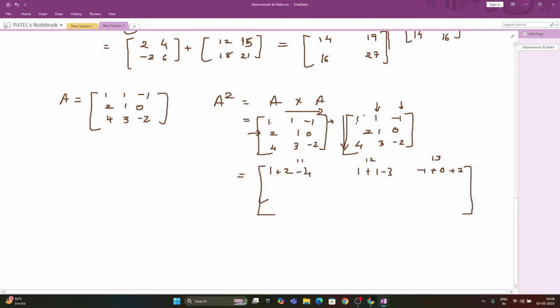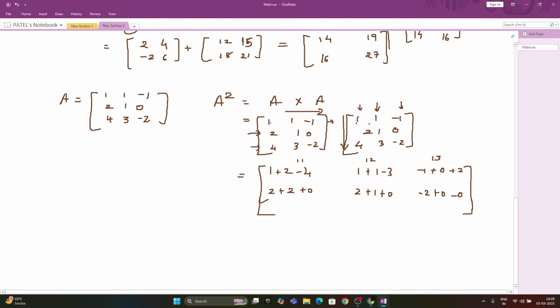Now take the second row with first column. So 2 ones are 2 plus 2 ones are 2 plus 0 into 4, 0. 2 ones are 2, second column, 1 ones are 1, 0 into 3, 0. 2 into minus 1, it is minus 2. 1 into 0 is 0. And 0 into minus 1 is 0.